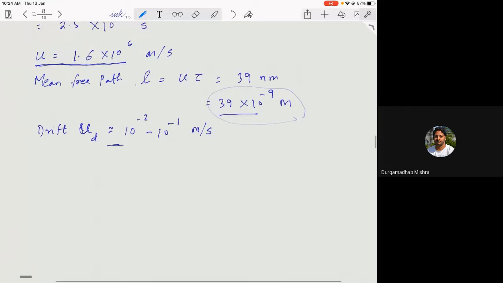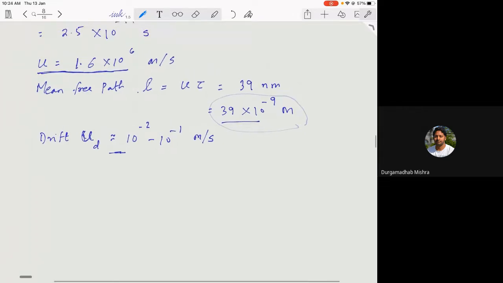Yeah, so this means the speed is different from the drift speed. Okay.